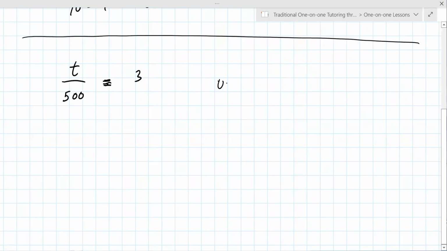So my question to you is, how do you undo division? Multiplication. Okay, so what number are you dividing by? You're dividing by 500. So you can undo division with multiplication of 500. Yeah, so what I'm trying to do is 3 times 500.